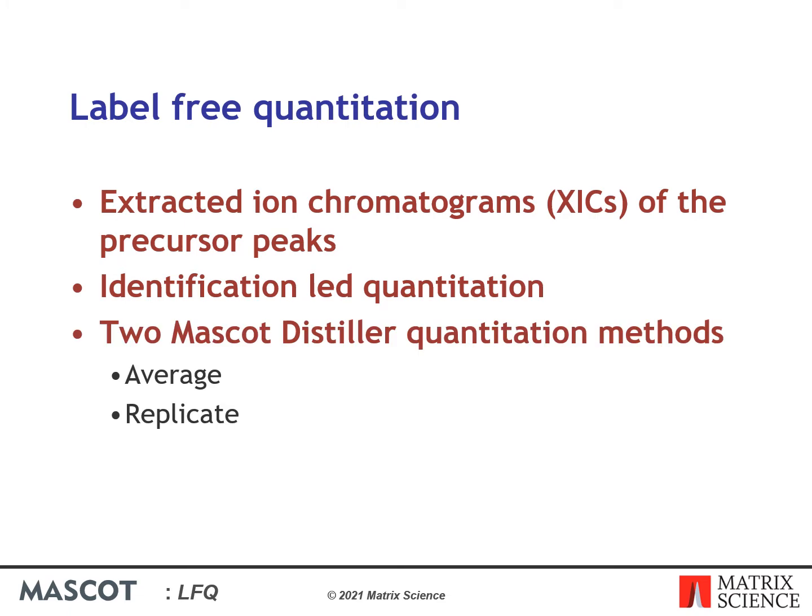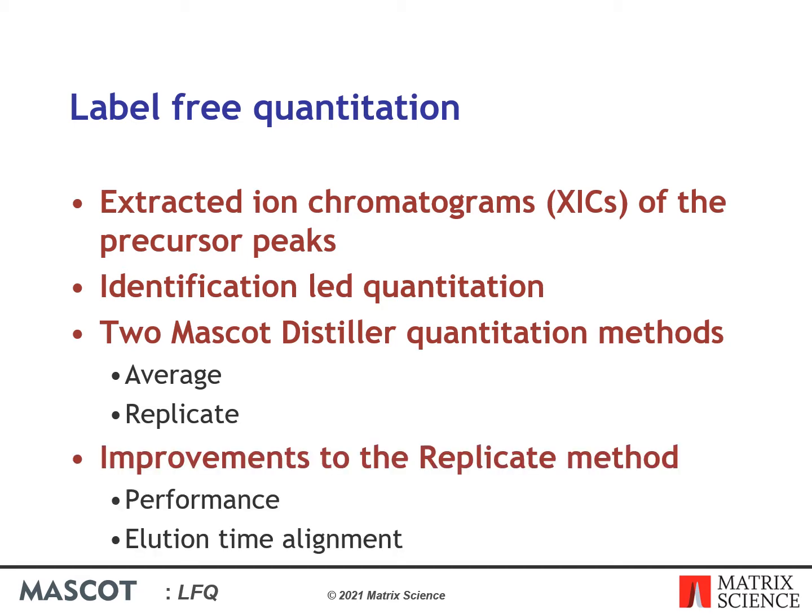There are two Mascot Distiller label-free quantitation methods that we can use: the average method and the replicate method. There have been some improvements to label-free quantitation in Mascot Distiller Release 2.8, particularly for the replicate method. Overall, Mascot Distiller is faster than earlier versions, and there have been lots of general improvements to the application. Please go and watch the new features in Mascot Distiller 2.8 talk to find out more. Updates to Mascot Distiller are currently free, so I recommend installing the latest version to take advantage of these improvements.